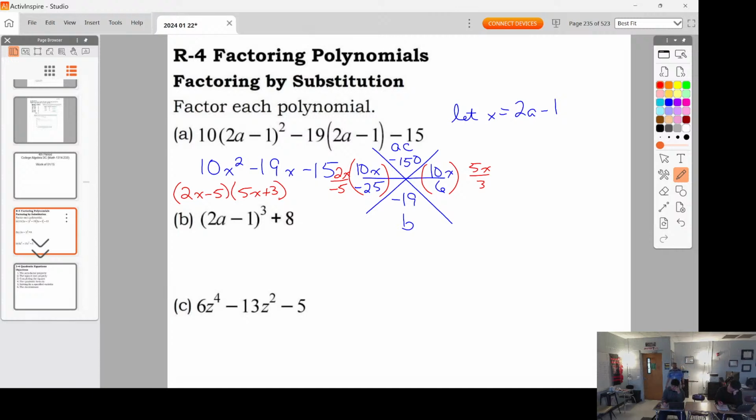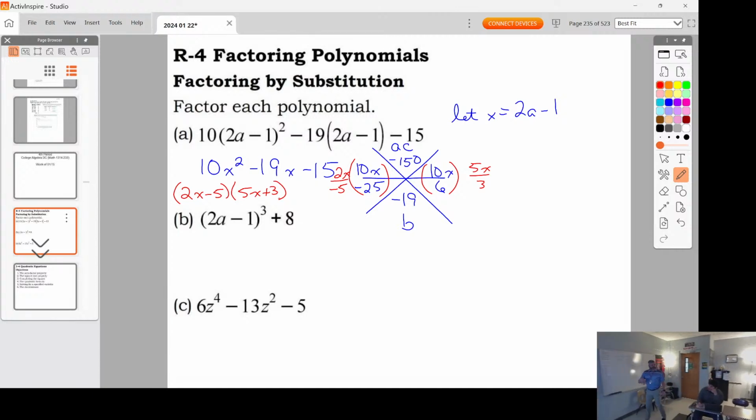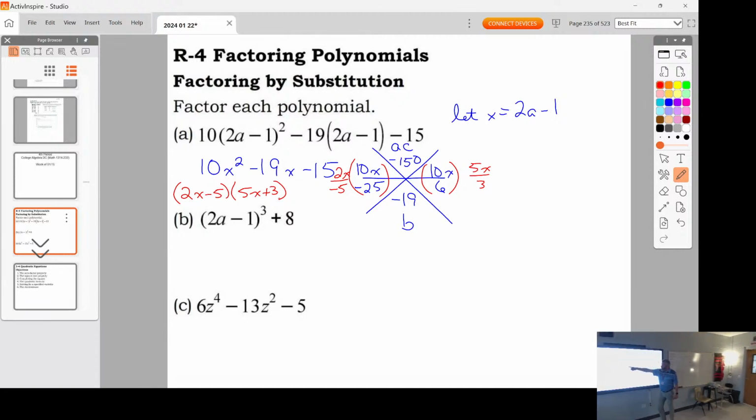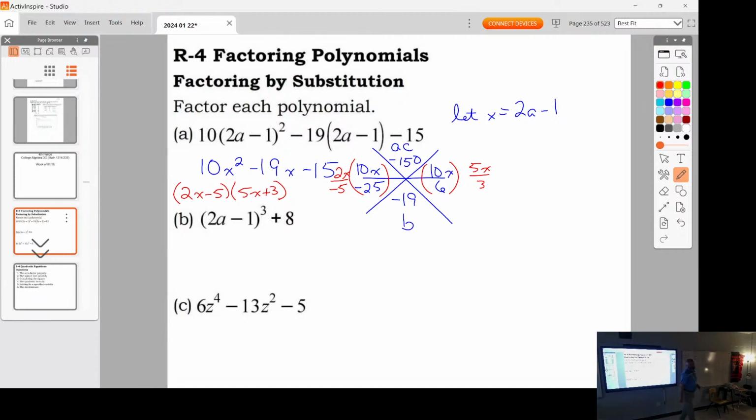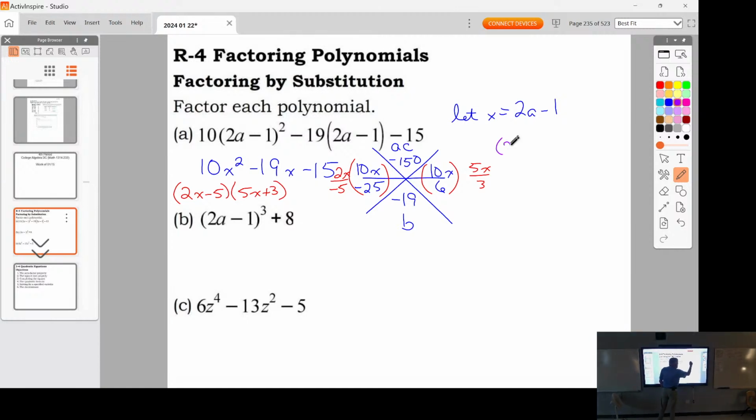Yeah, we're not done. Now that can't be our answer because our problem did not have x's in it. Our problem had a's in it. So I'm going to replace the x's with 2a minus 1. We're substituting. Do not forget parentheses. So putting this together, I have 2 times (2a minus 1) minus 5, times 5 times (2a minus 1) plus 3.